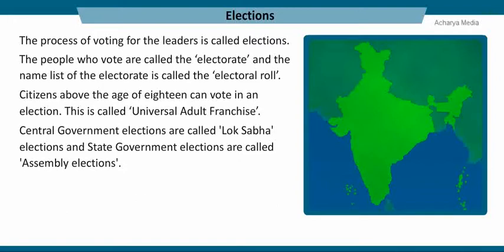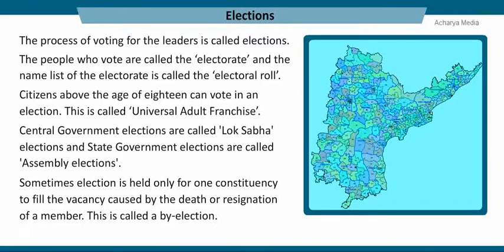After 5 years, the term of all the elected representatives comes to an end. The Lok Sabha or Vidhan Sabha, the state assembly, stands dissolved. Sometimes an election is held only for one constituency to fill the vacancy caused by the death or resignation of a member. This is called a by-election. For Lok Sabha elections, the country is divided into 543 constituencies.